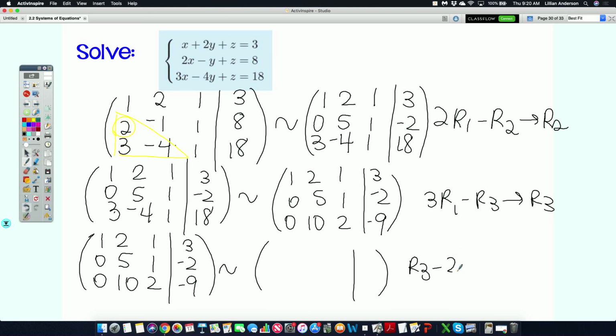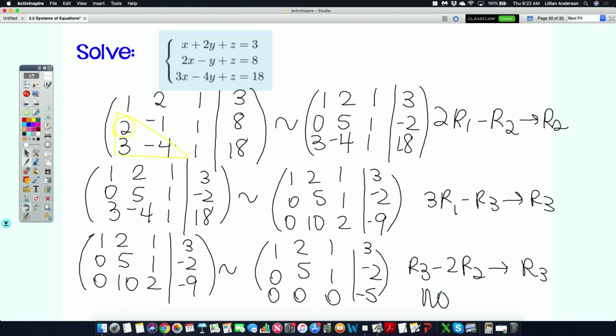R3 minus 2R2, and that's going to replace what row? The third row, okay? Let's do the math. What do we get? Zeros along the bottom. What about here? What? -5? -5. So what does that mean? This system is called what? Inconsistent. Very good.